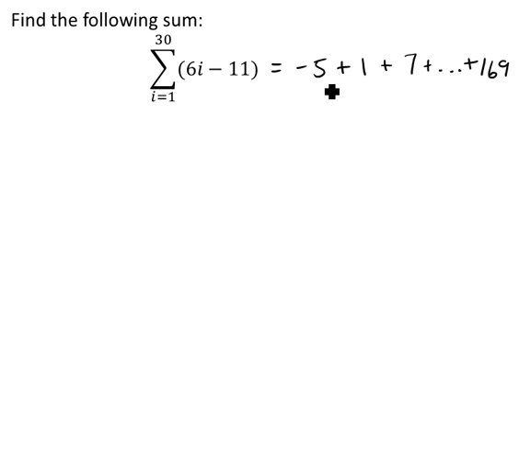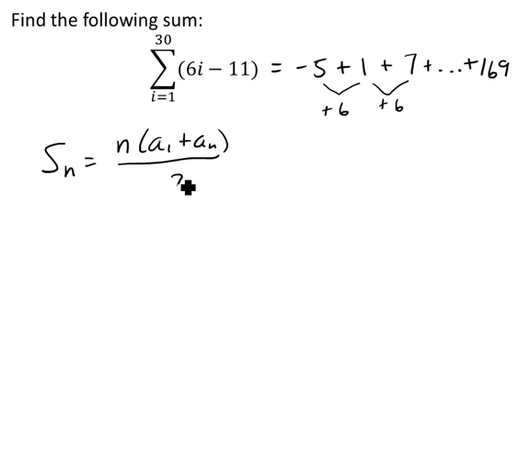Okay, the pattern here is that to get from one term to the next, we're adding 6. And so that shows us that this is an arithmetic sequence. And that allows us to use the formula for the sum of the first n terms of an arithmetic sequence. And that formula is S_n equals n times (a_1 plus a_n) over 2.